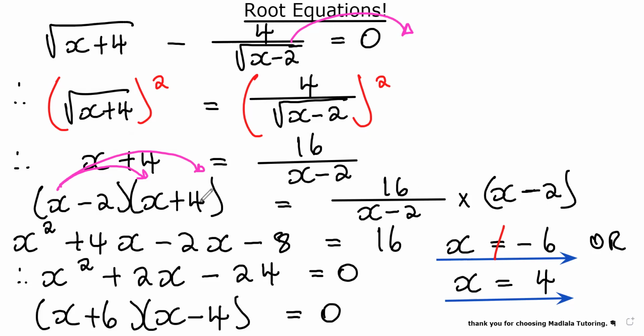What about 4? Well, 4 plus 4, that's 8. 4 minus 2, that's 2. 16 divided by 2, that is going to be 8. So even 4 will work if we substitute it there. Do you see that? So for this one, we didn't really have to substitute in the original equation that was given to us. But in most cases, we substitute into the original equation that is given to us.